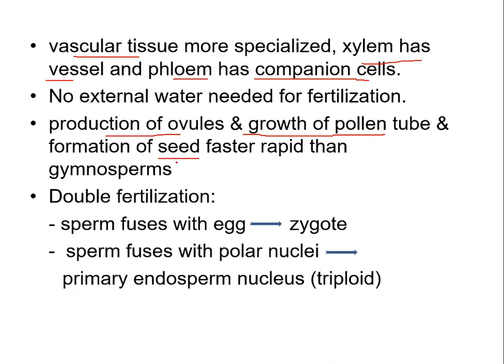Production of ovule, growth of pollen tube and the formation of seed is faster compared to gymnosperms, right? And angiosperms undergo double fertilization, where a zygote is produced from a sperm fused with an egg, and another sperm fuses with polar nuclei to produce the primary endosperm nucleus, which we call triploid. The details we are also going to cover in chapter 8.